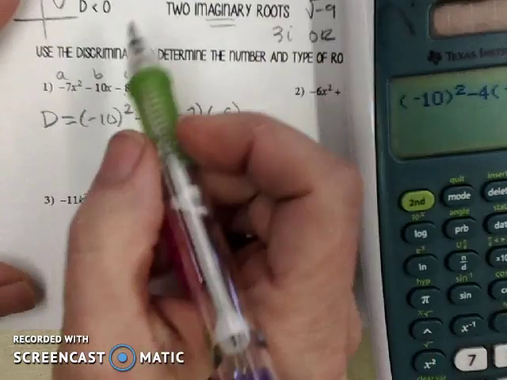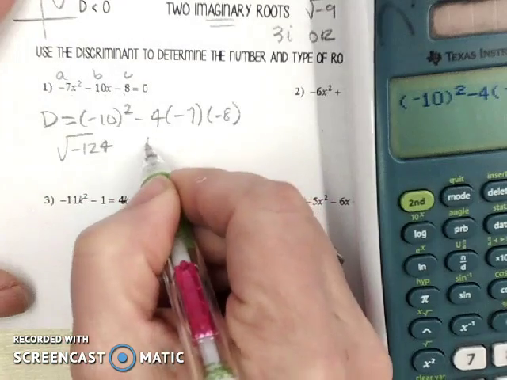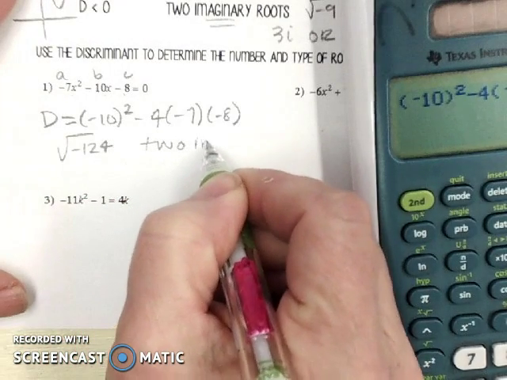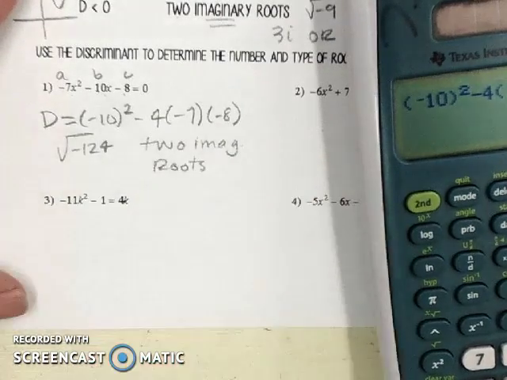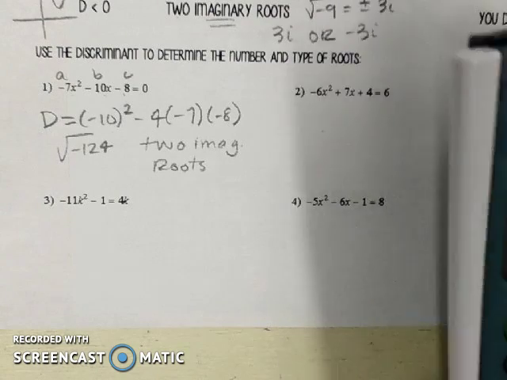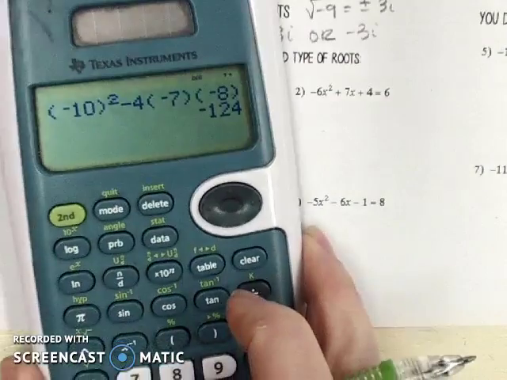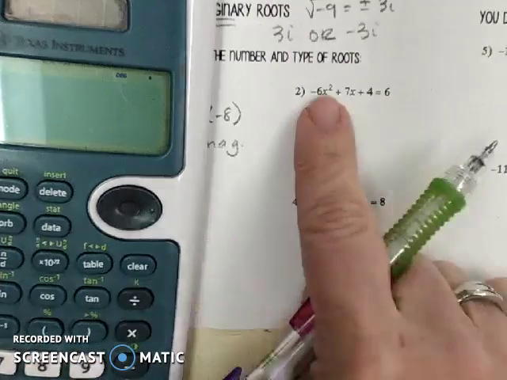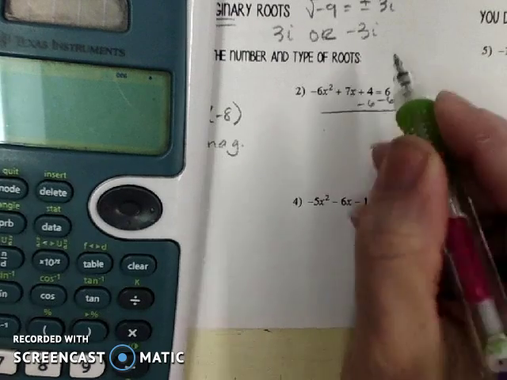That means I'm going to be taking the square root of a negative 124. That means I'm going to have two imaginary roots. That means there's going to be an I in my answer. So I know ahead of time to look for that imaginary part of my answer. On the next one, not in standard form, use your inverse operations and bring everything to one side.